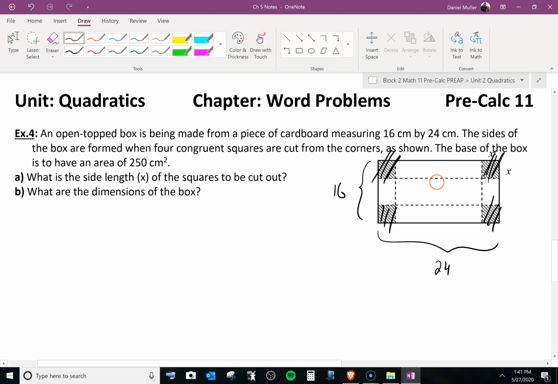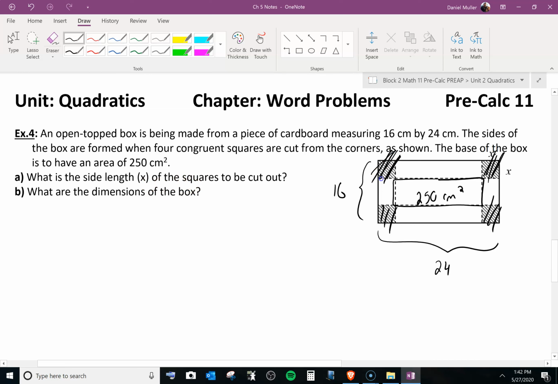And it tells you that when you fold this up and this up and this up and this up, the area of this base is, I think it said, 250 centimeters squared. So that's the area of the base. And so what are we trying to do? It says, what is the side length x of the square?